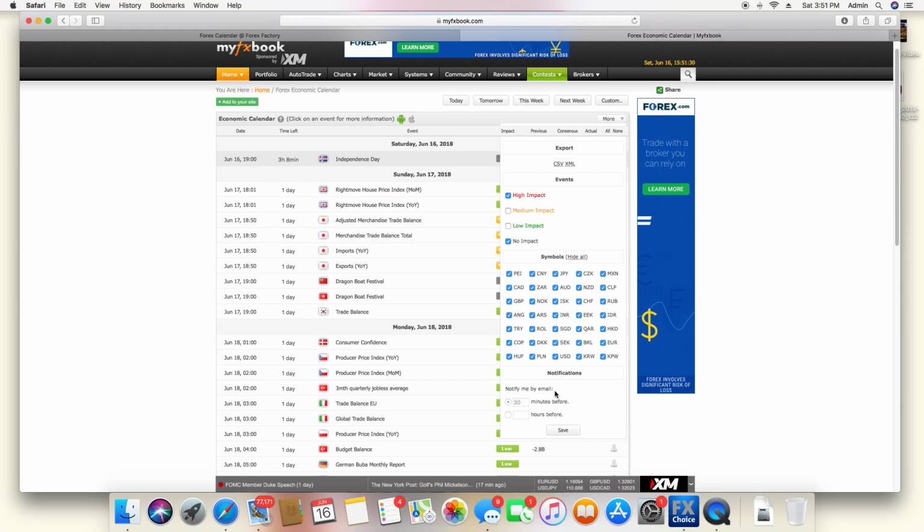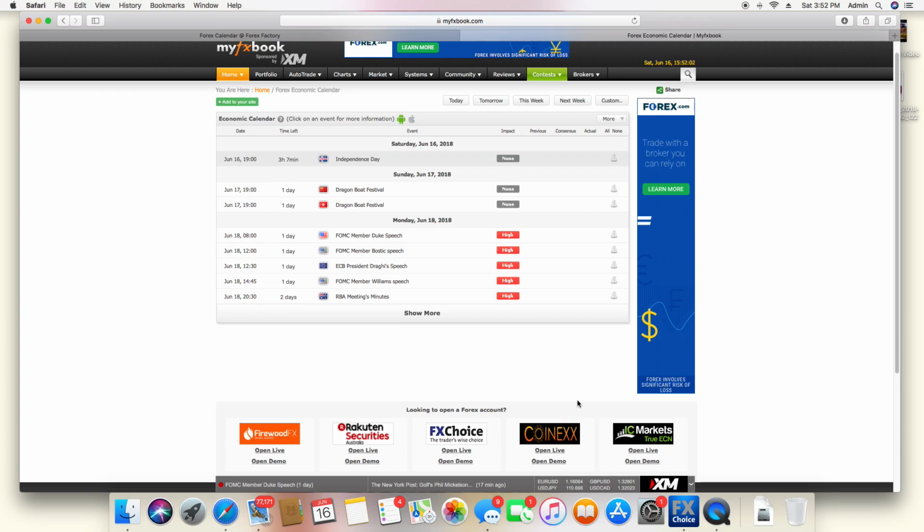Another cool thing for those of you that are wanting to trade the news is you can actually get a notification with this one. So you can have it notify you by email 30 minutes before or whatever. Now you do have to be signed in to use this particular notification feature. If you're not interested in signing in and obtaining a free account with MyFXBook, then you won't have access to this, but you can still use the calendar just by coming to the website and clicking economic calendar.